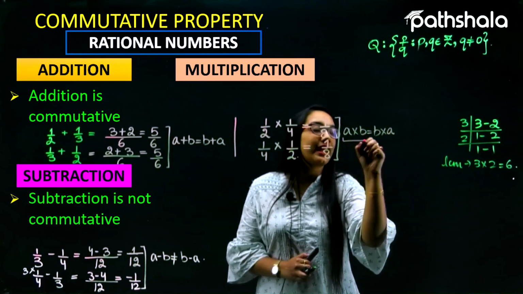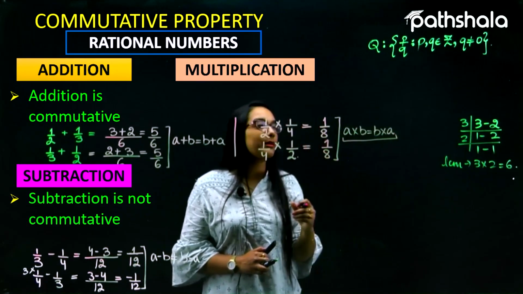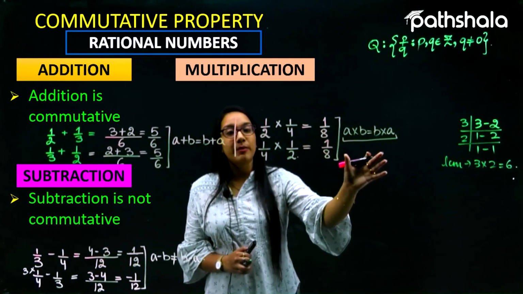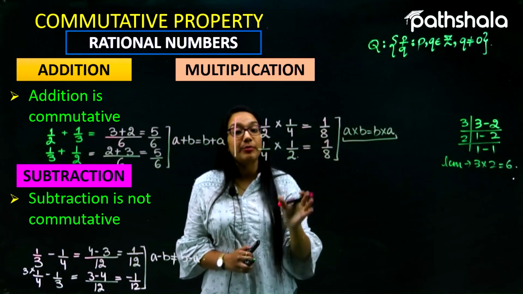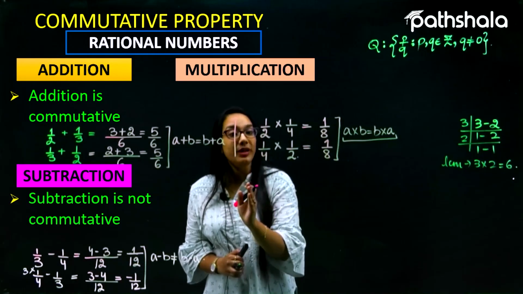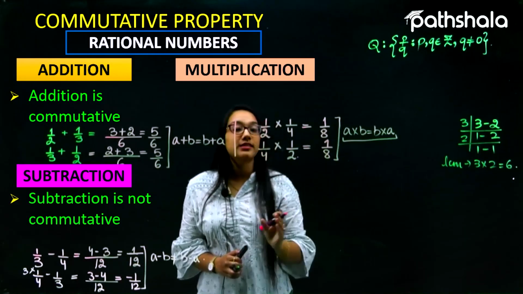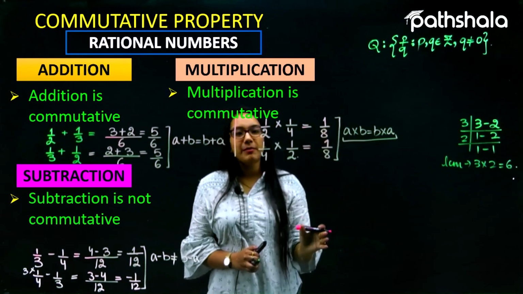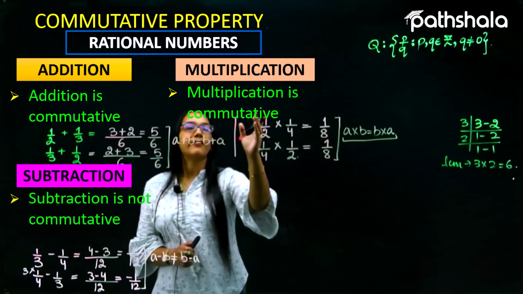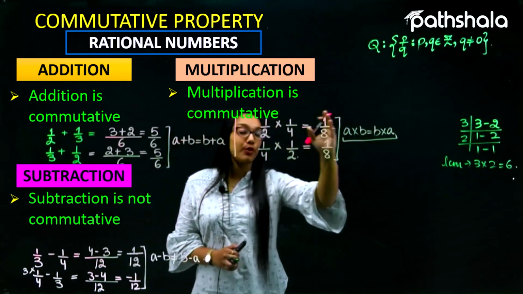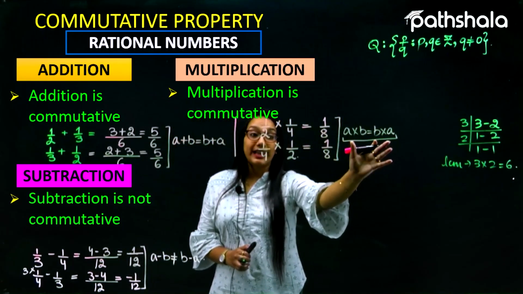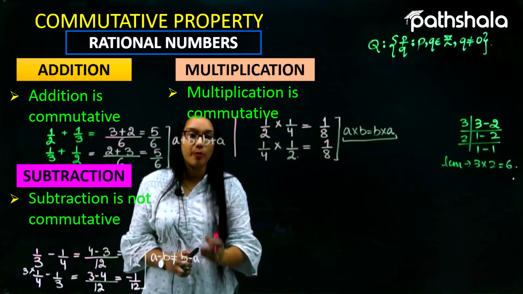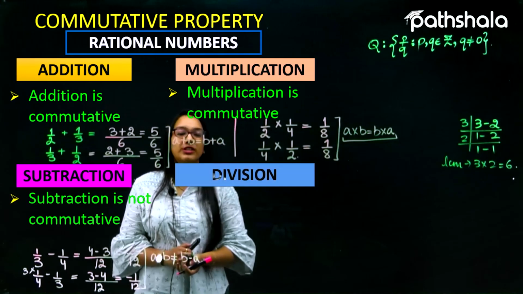Whenever I am taking any two rational numbers and multiplying both of them, the answer will always be the same, whichever order you take them in. Means A into B or B into A, the answer will always be the same. So hence the conclusion is multiplication is commutative in nature. You can see it from this example that A into B is equal to B into A, hence multiplication is commutative. So let's move on further towards the division.